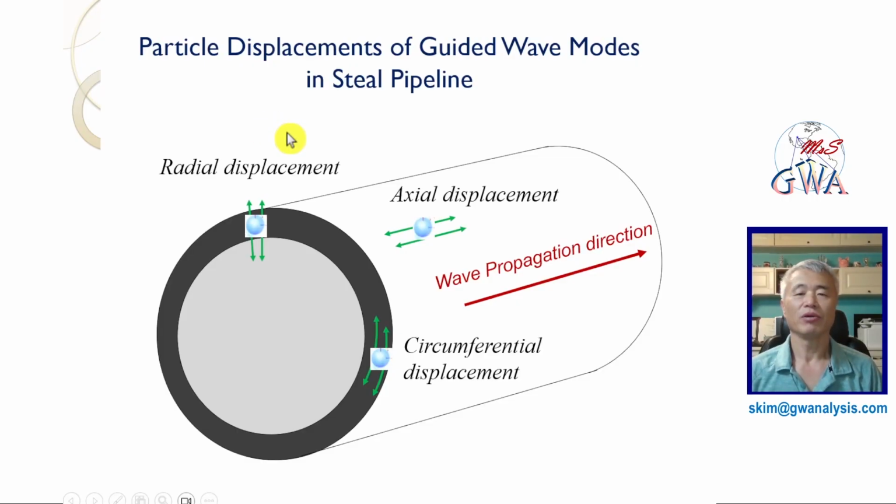This is a schematic drawing of a pipeline showing axial, radial, and circumferential particle displacement that are perpendicular to each other. The axial displacement is parallel to the wave propagation direction. That is the lengthwise direction of pipelines. In pipe cross-section view, the radial displacement is along the radius direction from the center of a pipe. The circumferential displacement is along the direction of angle change of a pipe wall.